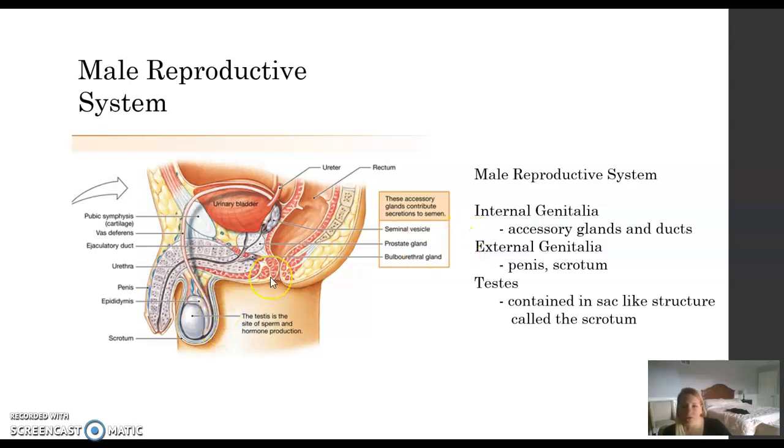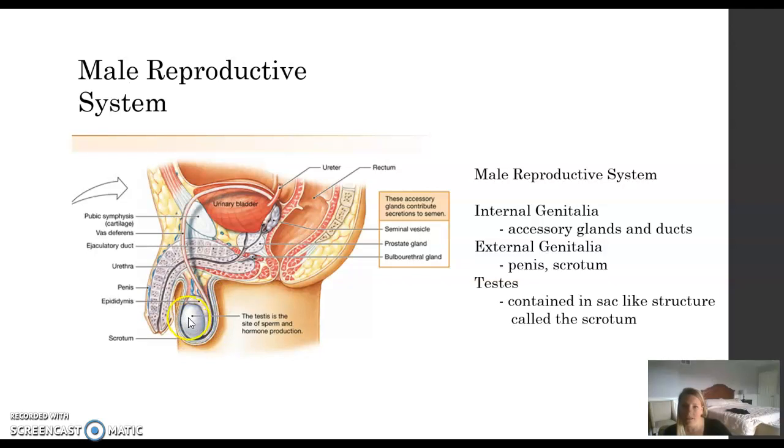There is external genitalia and internal genitalia. The external genitalia consists of the penis and the scrotum, and the internal genitalia consists of the seminal vesicle, the prostate gland, and other accessory glands and ducts. The gonads are the testes, which are contained in sac-like structures called the scrotum.